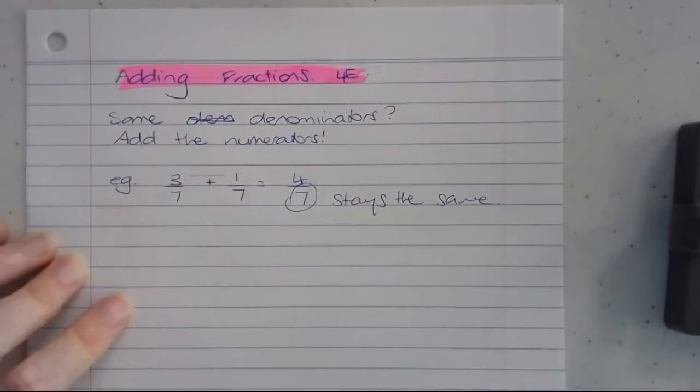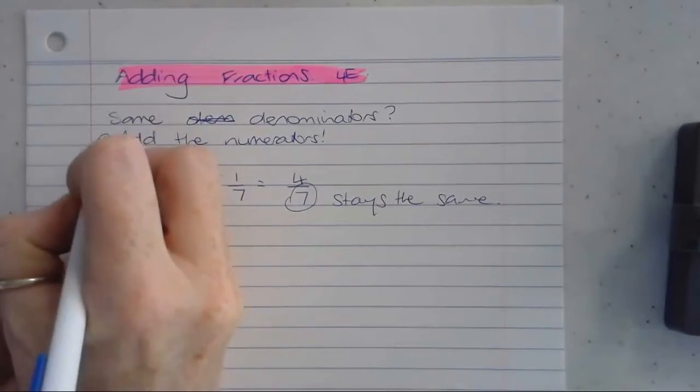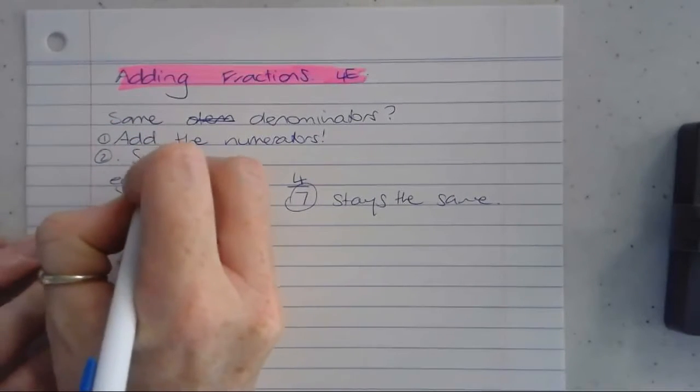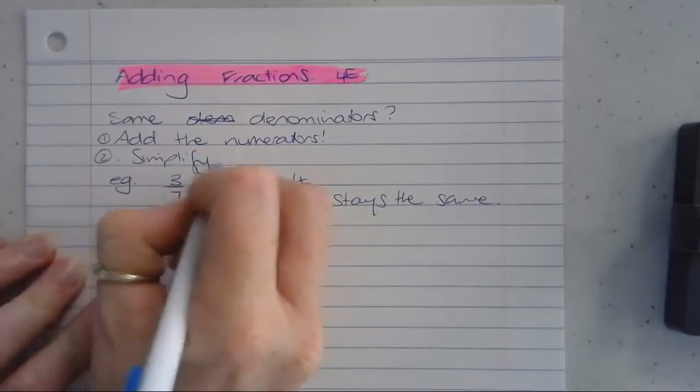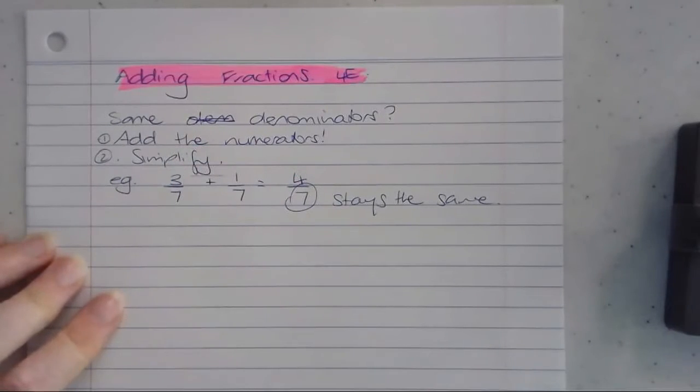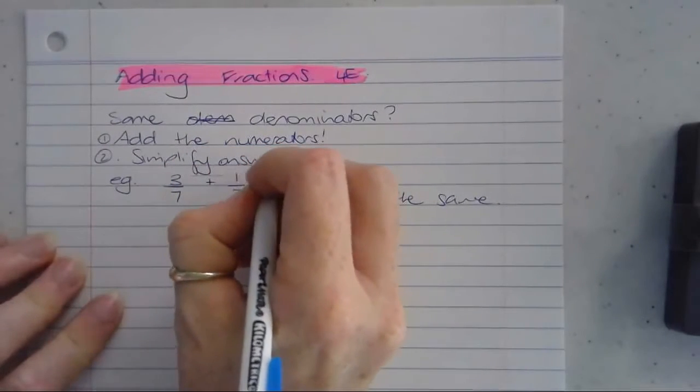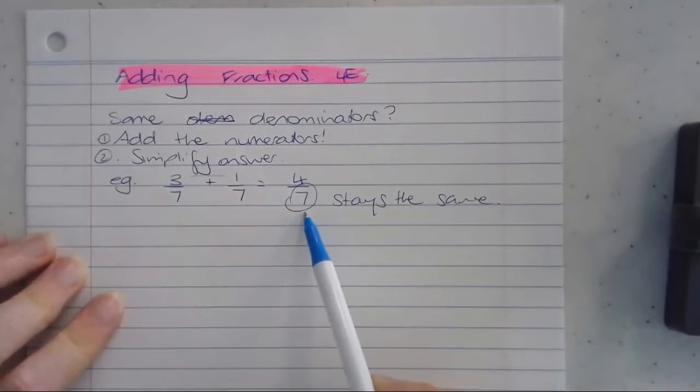The very last step you need to make sure you do is simplify your answer. So here we've got 4/7. Can we simplify that anymore? No, you can't, that's right.